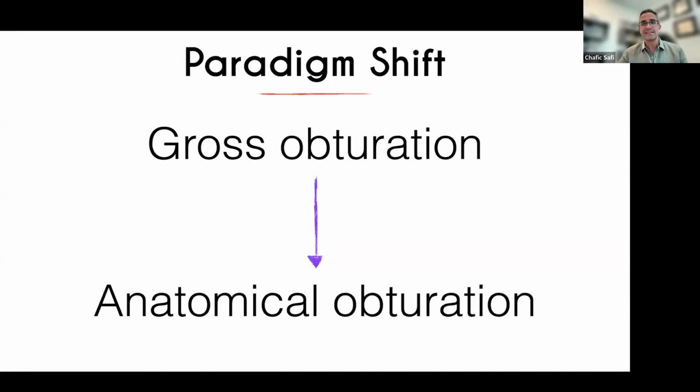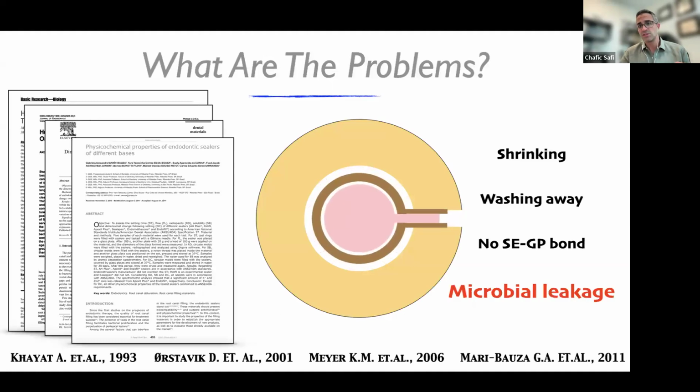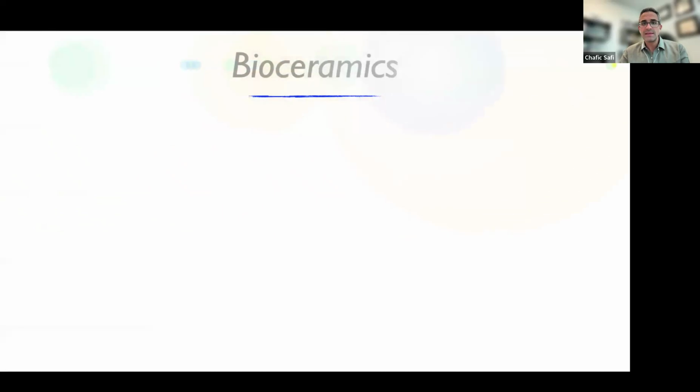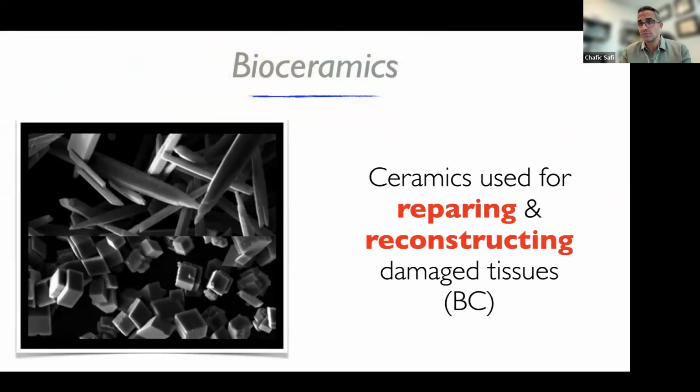Finally, I'm going to spend the last 15 minutes talking about the paradigm shift in obturation, which I'm sure a lot of you here are already familiar with. The problems of obturation, I've already listed for you: the shrinking of the sealer, the washing away of the sealer, the lack of chemical bond between the sealer and the dentin, and between the sealer and the gutta-percha, everything leading eventually to microbial leakage. This is what we are dealing with in traditional sealers. We don't have any communication or bond between the gutta-percha and the sealer, or between the sealer and the dentin. So we need to move to a state where we have real communication, or bonding, inside the root canal system.